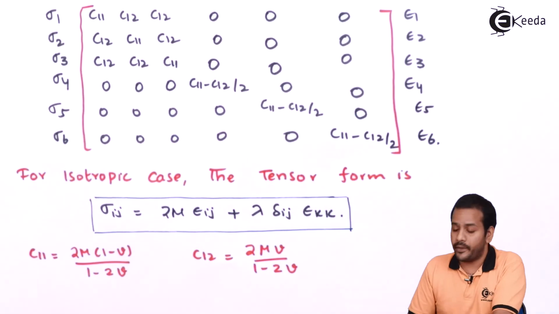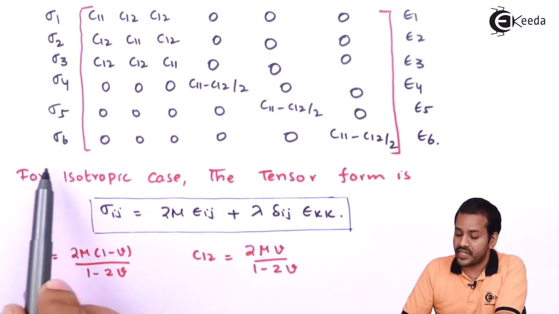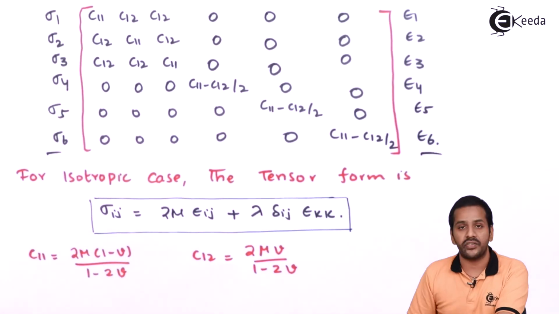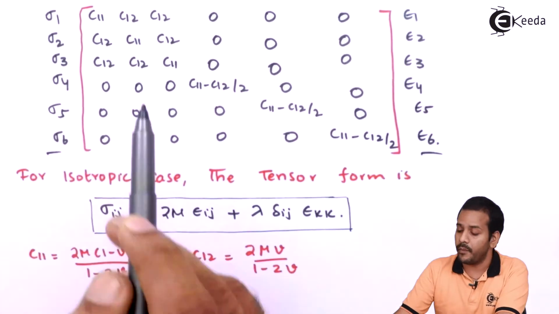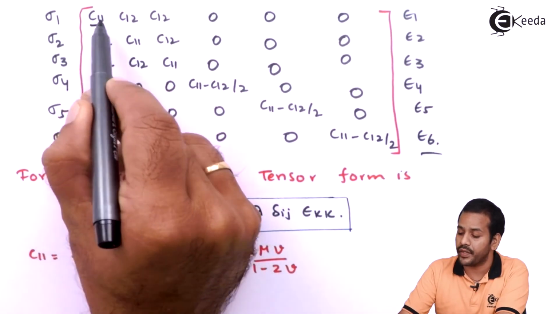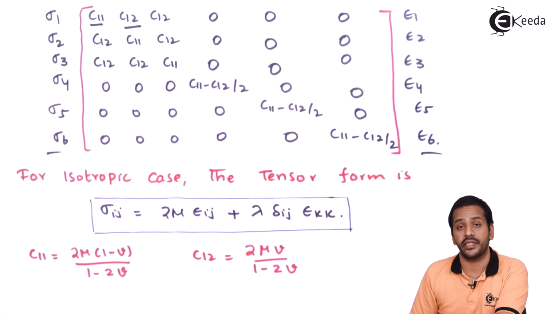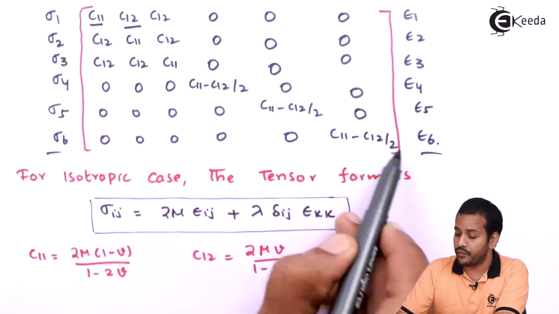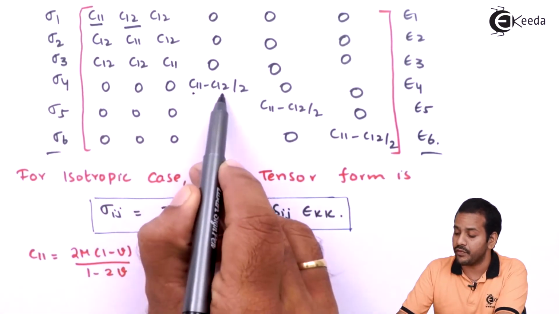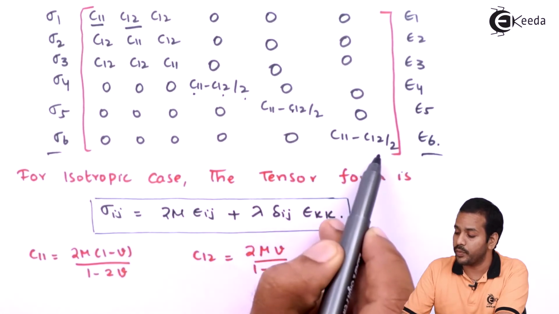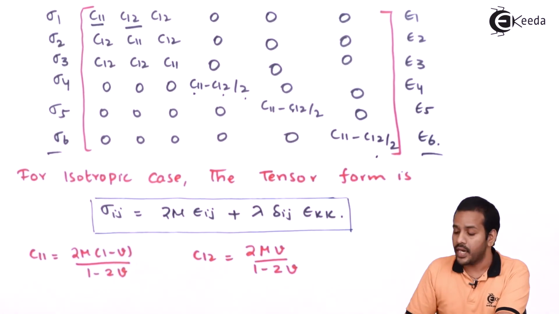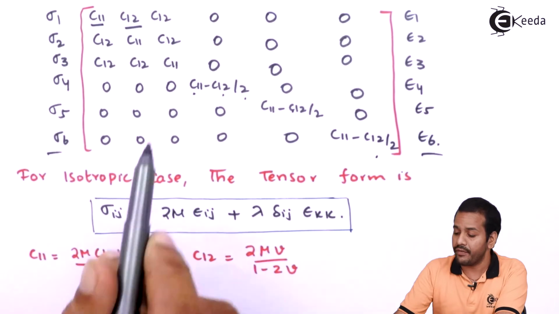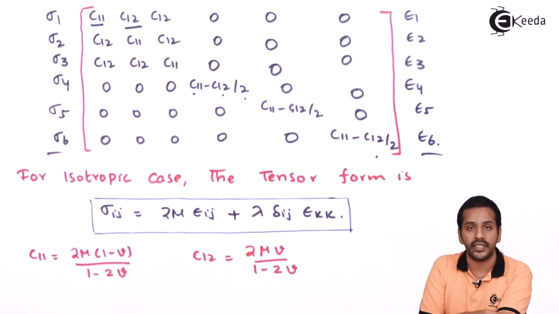So what are those two independent constants? We can represent six independent stresses and six independent strains. Now, if you see this matrix, we will be having only two independent constants, that is C11 and C12 are the two independent constants, where these terms are filled with the differences between them, C11 minus C12 by 2, and the remaining terms are 0. So we are having only two independent constants for the case of isotropic systems.